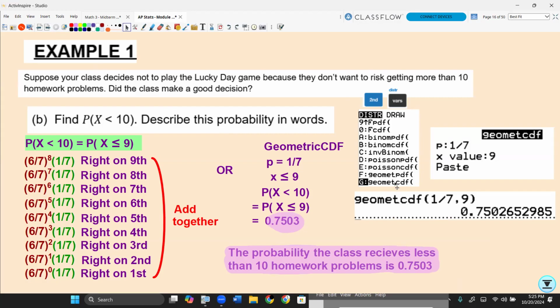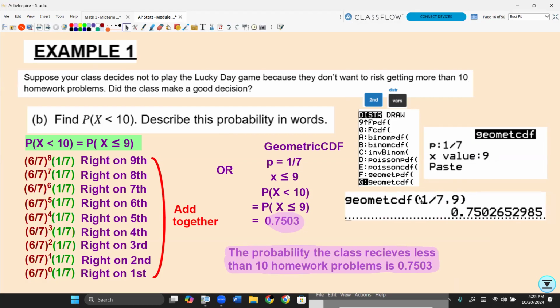Again, go to your second vars, go to geometric CDF, and you can get all your values from your calculator, but you do want to write this. So if you're going to use geometric CDF, make sure that you put this down. And make sure your inputs say less than or equal to 9 and don't just say x equals 9 because we're doing a combined number. So in terms of the description, the probability the class receives less than 10 homework problems is 0.7503, or you could say the probability the class receives less than or equal to 9 homework problems as well.